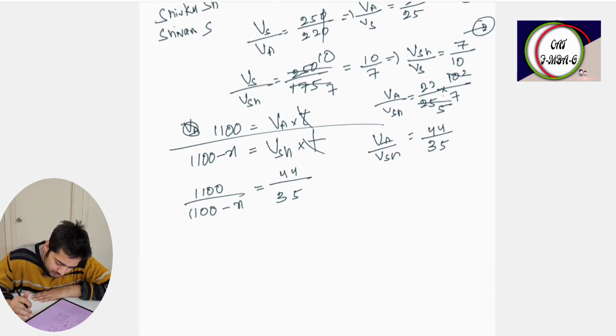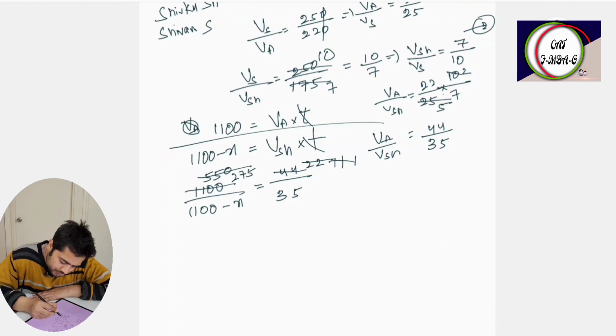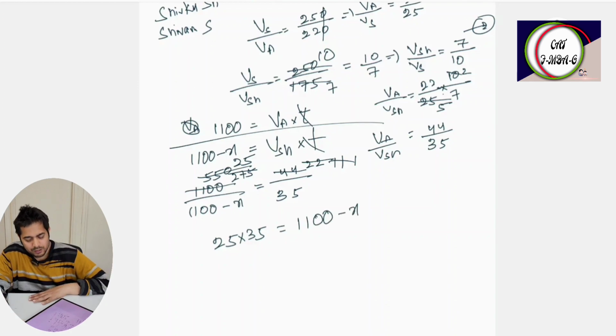So 1100 divided by 1100 minus X is equal to 44 divided by 35. Simplifying, 25 into 35 is equal to 1100 minus x.